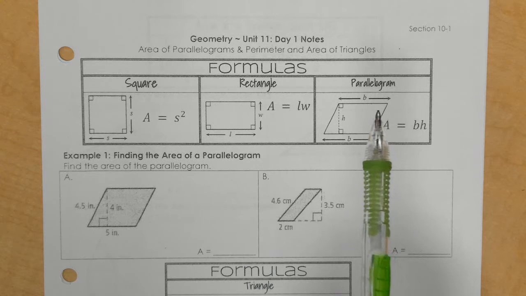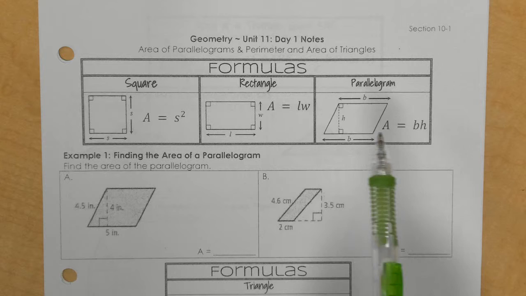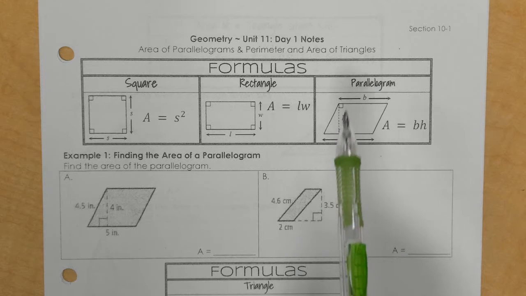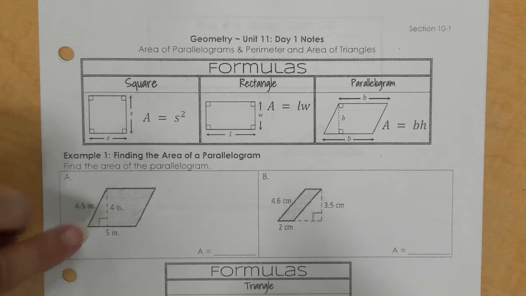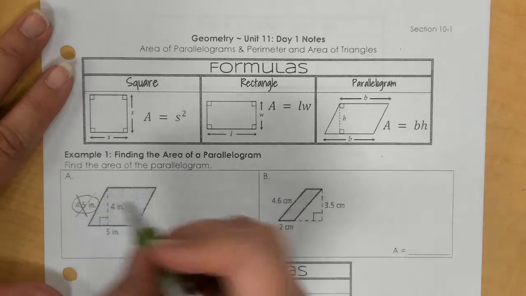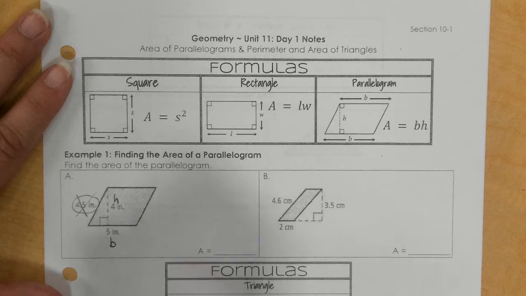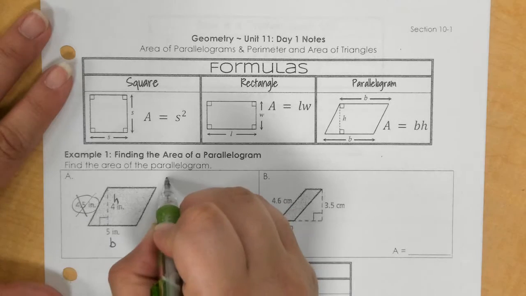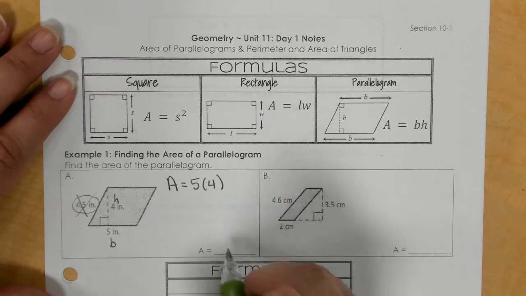Okay. For a parallelogram, the area is base times height. So your base here and then your height. So example 1, find the area. I'm actually given more information than I need, so this right here, that's extra. This is my height between my bases, and this is my base. So my area would be 5 times 4, which is 20 inches squared.